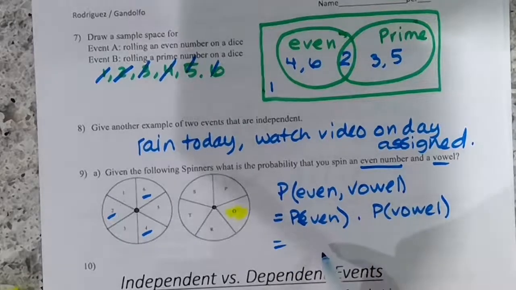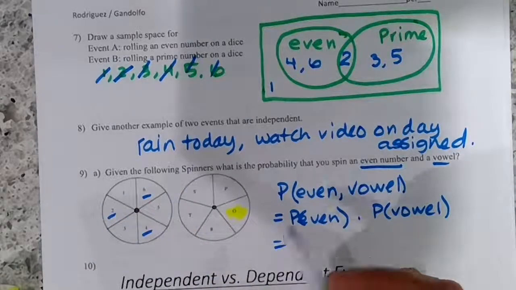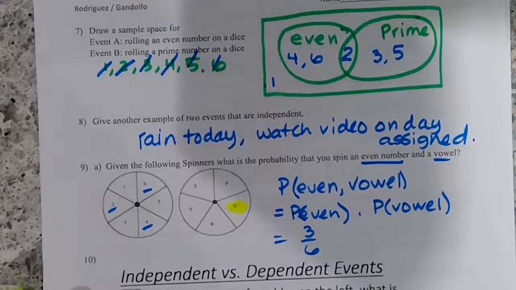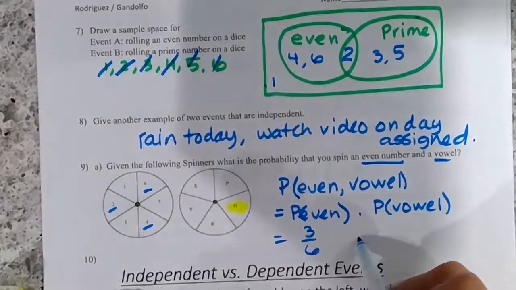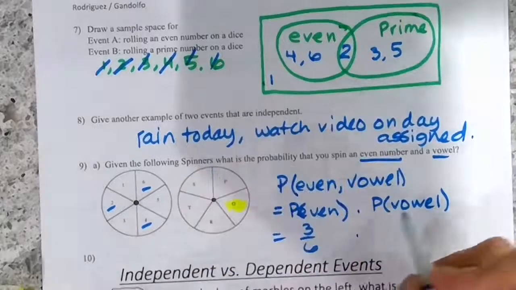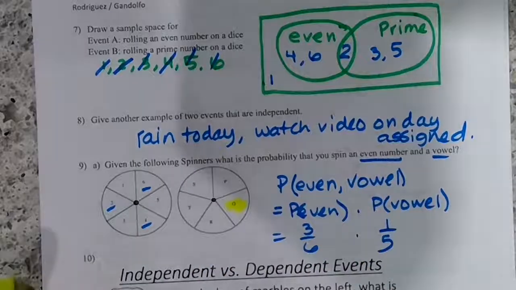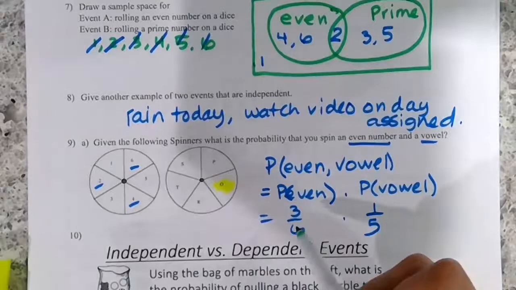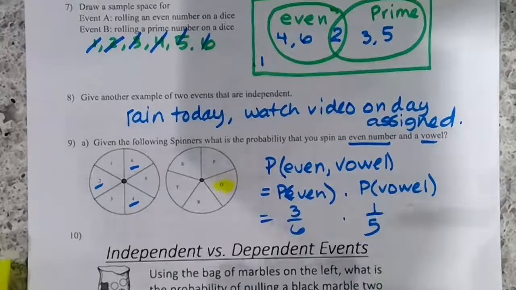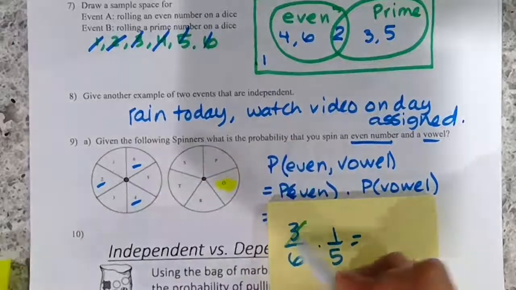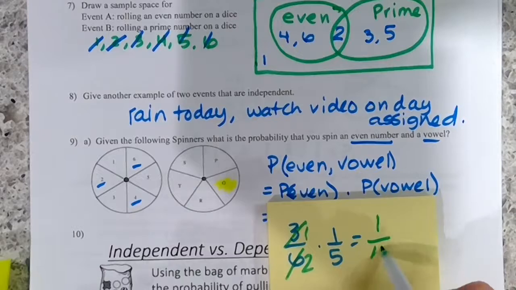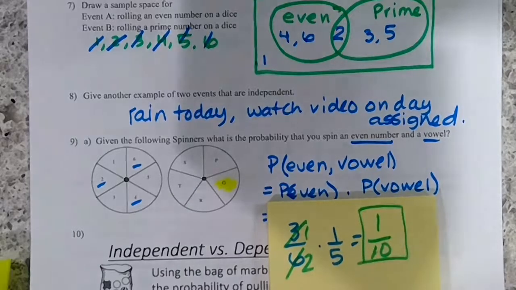So with independent events, you can actually always just multiply. Probability that you get an even number is 3 out of 6. And then probability that you get a vowel is 1, 2, 3, 4, 5, 1 out of 5. All right, now to solve this, you just multiply straight across. Or you can reduce. If I were to do this one, it would be 3 1/2. So that's going to be 1/10. And that is your probability.